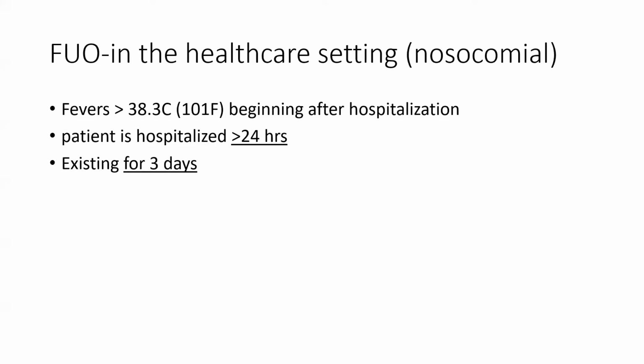So in the healthcare setting, this is one that we get called a lot about in patients. This is defined as a fever greater than 38.3 degrees centigrade or 101, beginning after hospitalization. The patient has to be hospitalized for at least 24 hours, and this has to be existing for at least 3 days, and the fever begins again after hospitalization. So this isn't a patient that had a fever before hospitalization and then still has fevers during the hospital, of course. That's not a FUO in the healthcare setting.